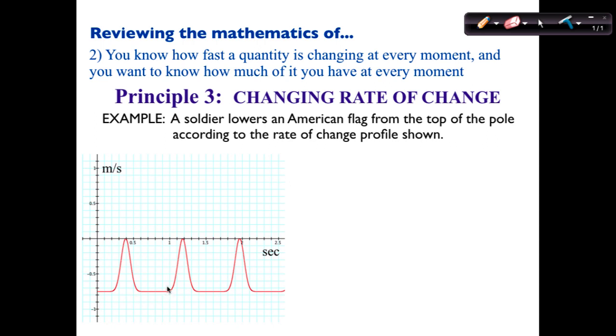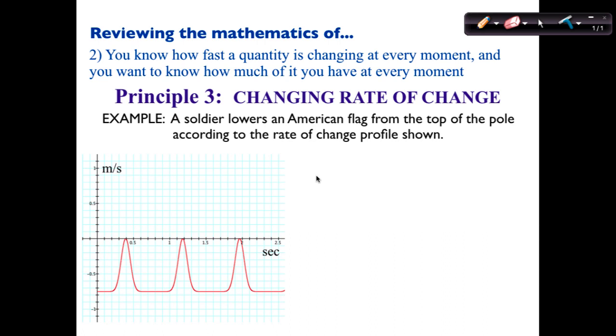What happens when you switch hands? The rope will kind of slow down and then pause for a moment, and then the other hand grabs on, and then again pulling down at the negative 0.75 meters per second. Okay. So this is a more realistic rate of change function.